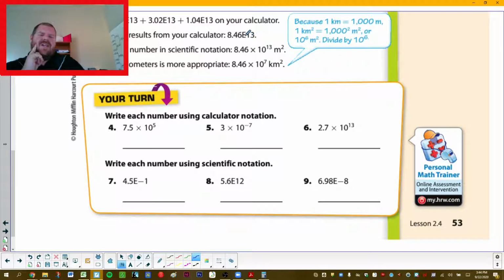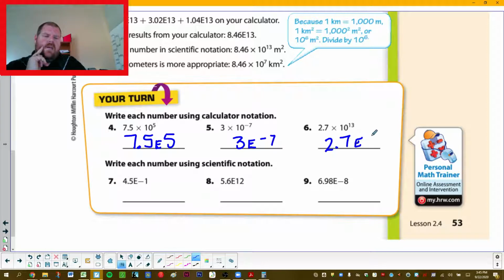A lot of times that E looks really small. I'll show you what I mean by that. It'll look like 7.5, and then that E, it's a capital E, but it's like a small caps E written down there. This one we're going to have 3E negative 7. Let me fix that. Here we're going to have 2.7, capital E, 13.